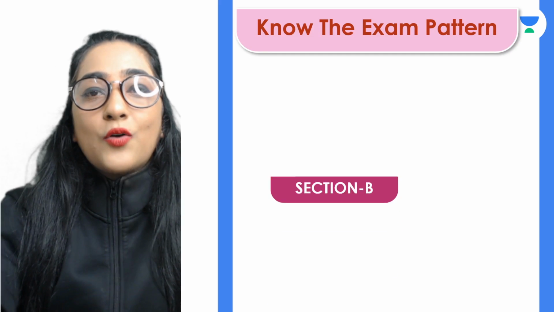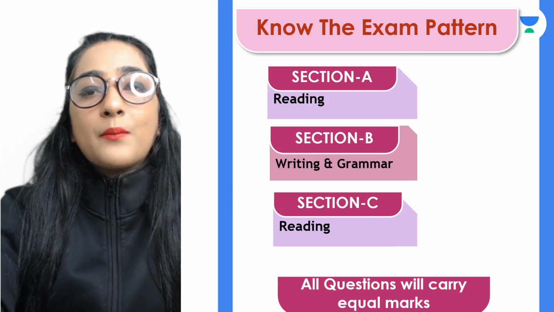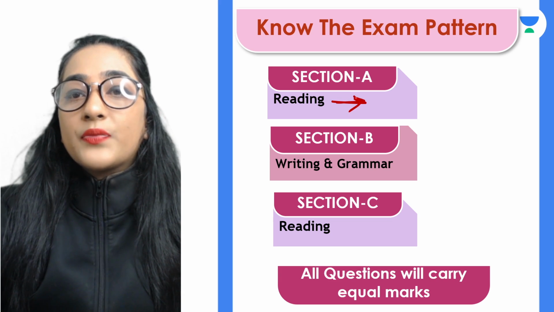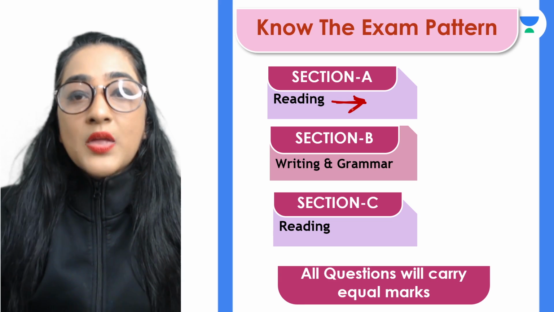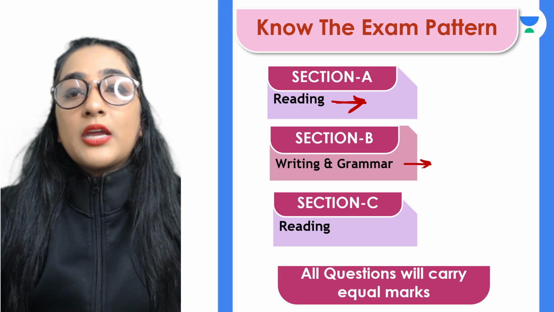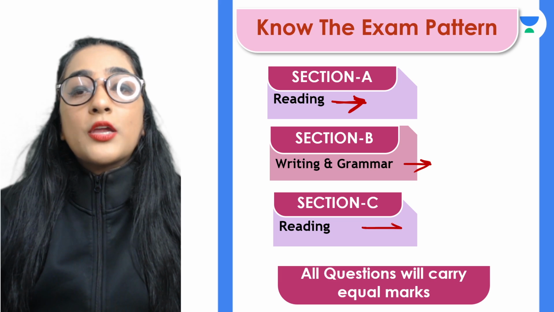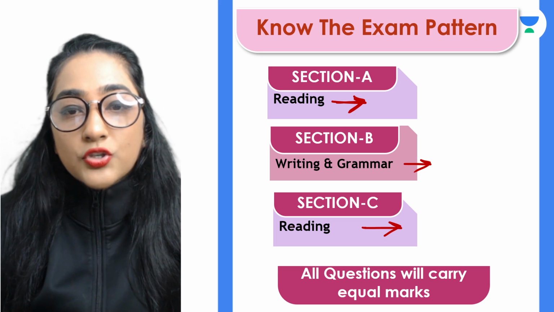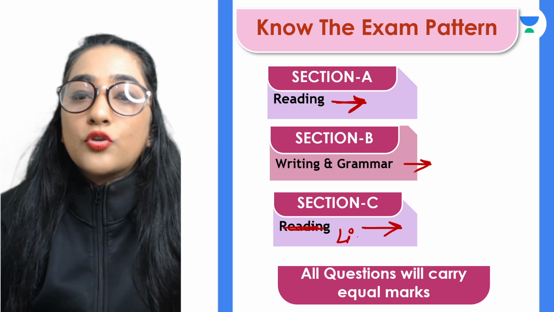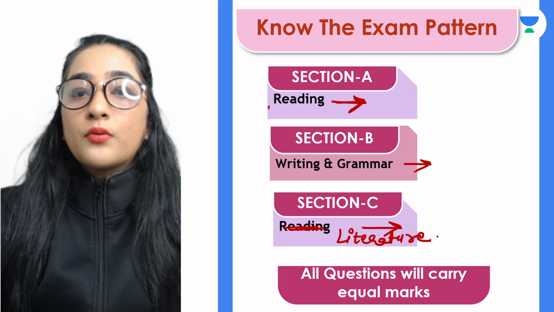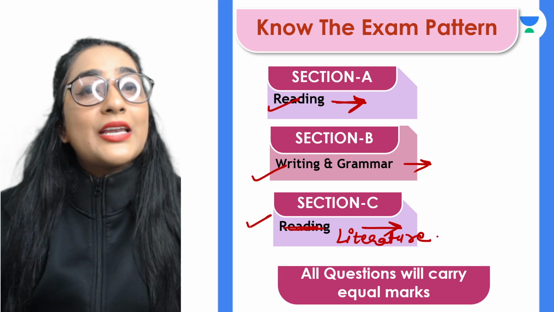Now, moving ahead, what's going to be the exam pattern, everybody? Section A is going to be your reading one. That's going to be the first thing. Section B is going to be your writing and grammar. Then Section C is going to be your literature section. So keep this in your mind: reading, writing and grammar, and literature.